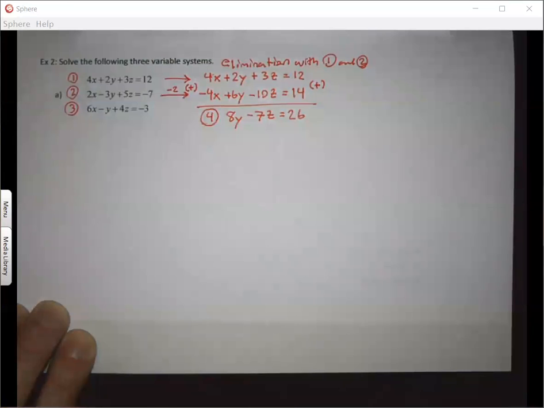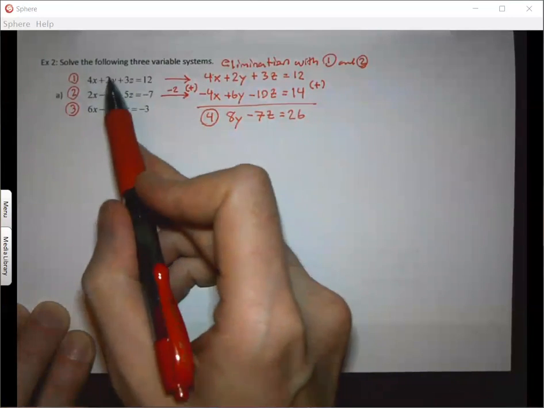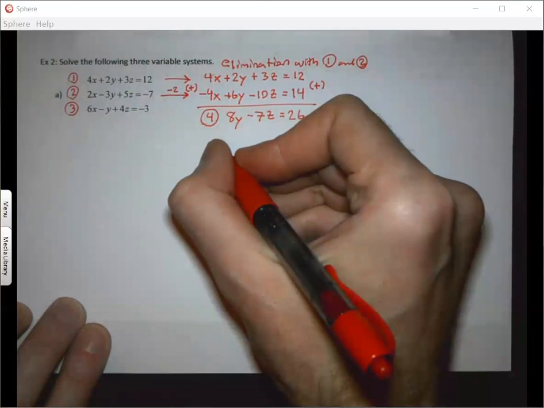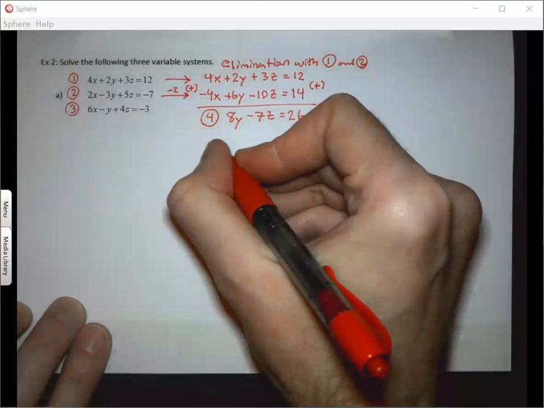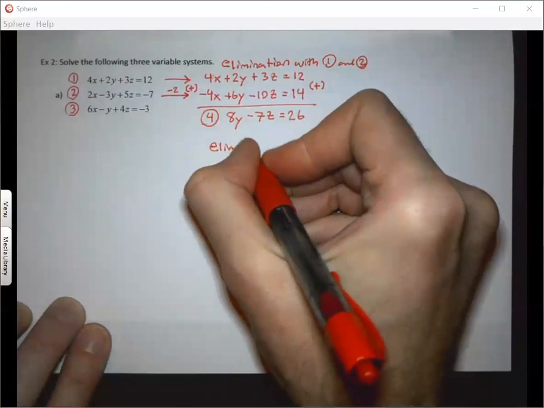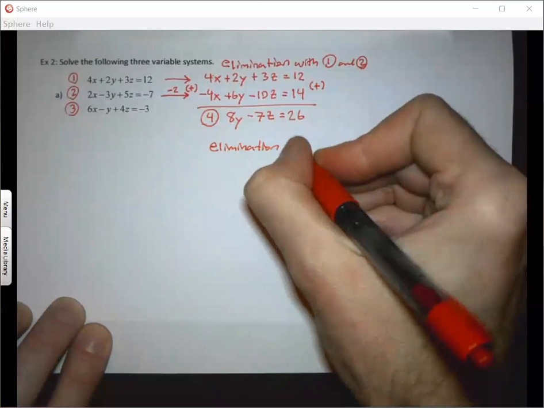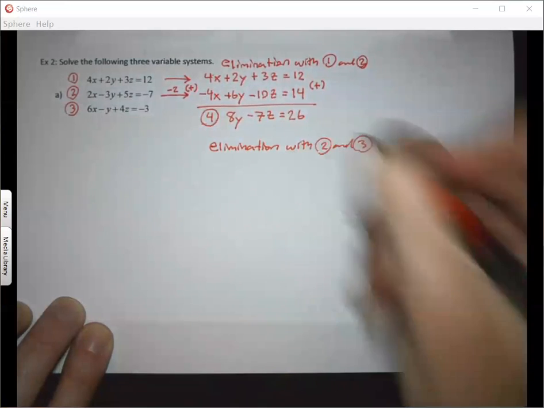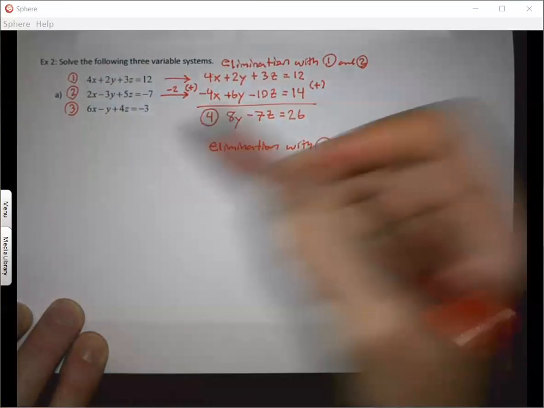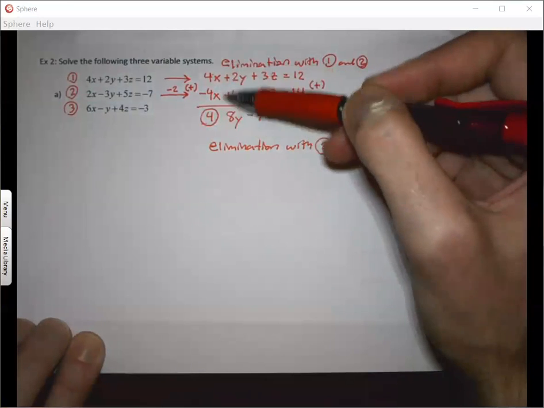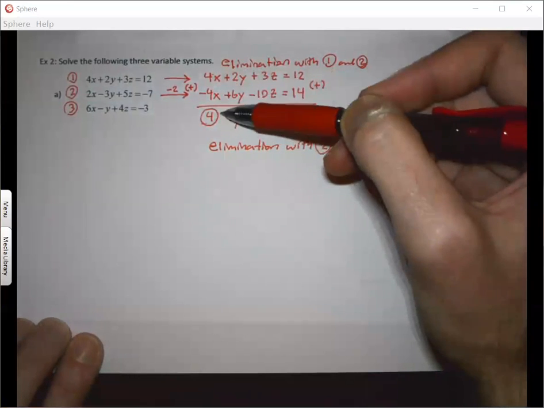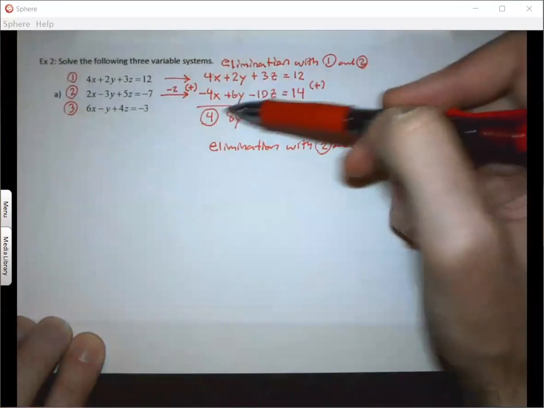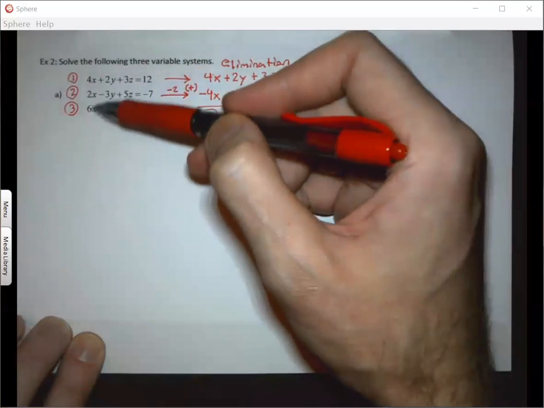Next step, we want to do elimination again with two different equations. So now I'll just choose 2 and 3. Let's do elimination with 2 and 3. Whatever variable you chose to eliminate the first time, you want to make sure you choose the same one the next time. I eliminated x here, so I have to do it for the next two.